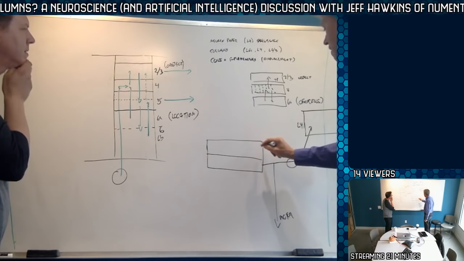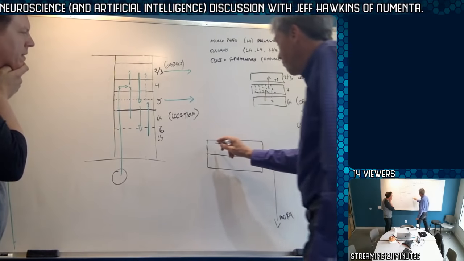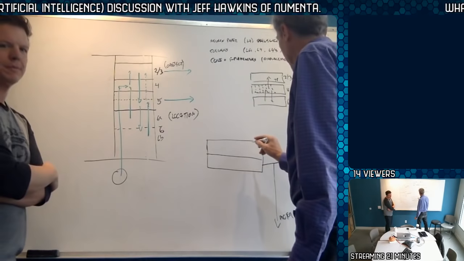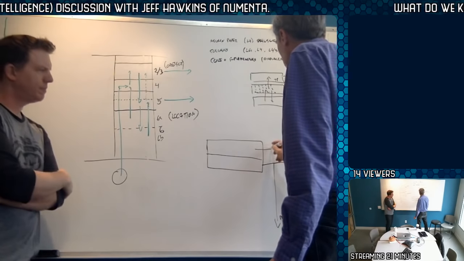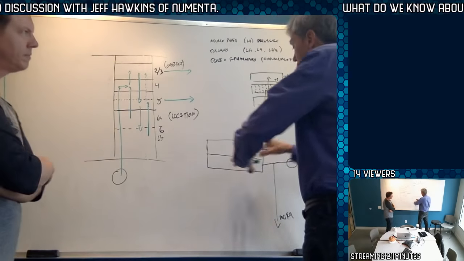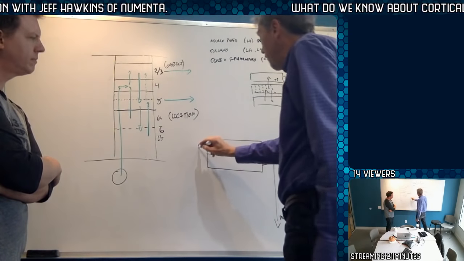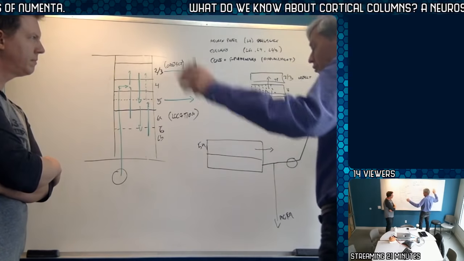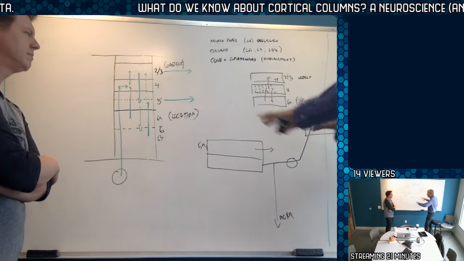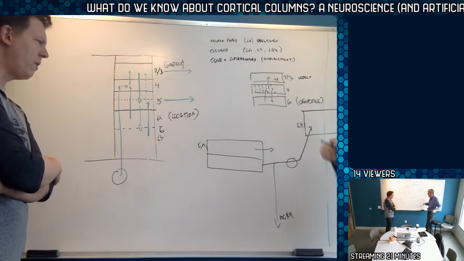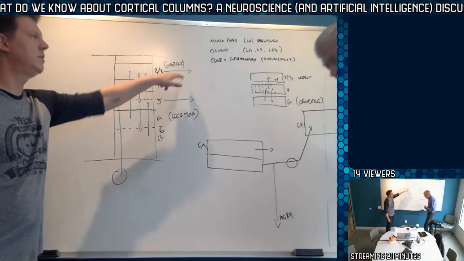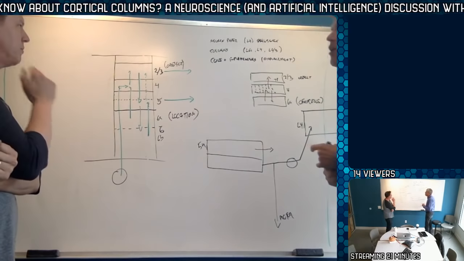The other layer 5 projects elsewhere, and it's also an output layer. It goes to other columns. Let's call this 5A for the moment. The 5A would project to 5A in other columns elsewhere. It's more of a lateral connection. It's like 5A is connected to 5A everywhere. So in addition, this is also a lateral connection.